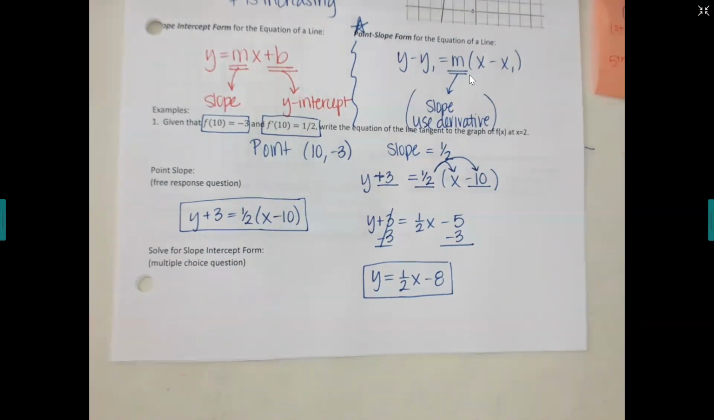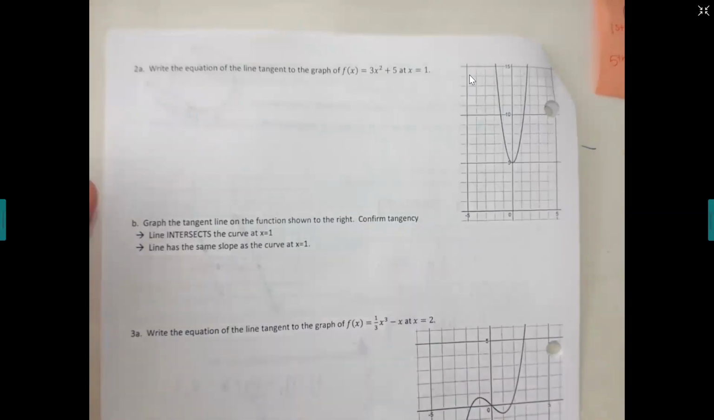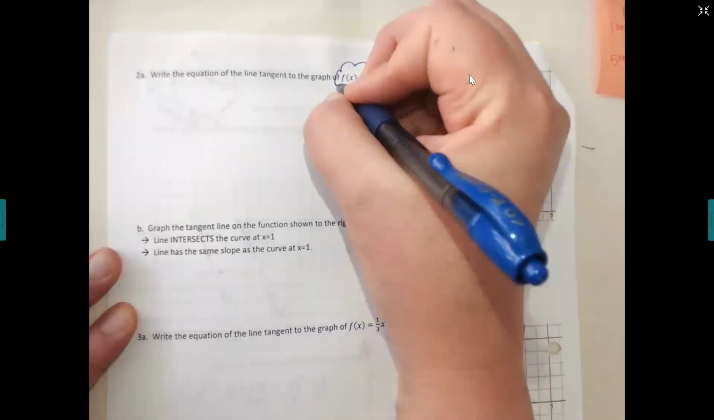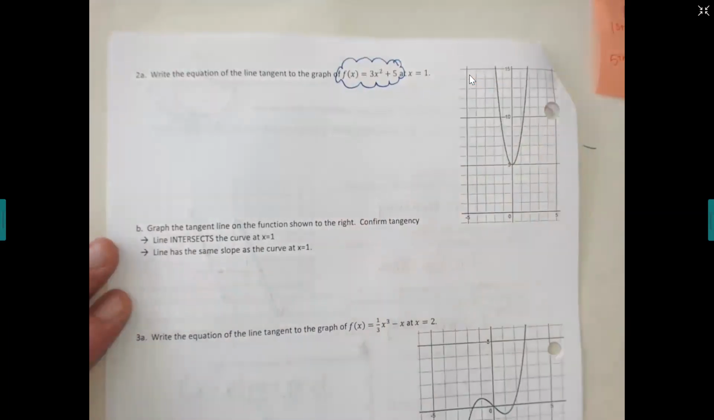Okay, take a look at 2. Okay, this time they're not giving us the point and giving us the slope. We're gonna have to find it ourselves. So it says, write the equation of the line, tangent to the graph of f, for the function 3x squared plus 5 at x equals 1.